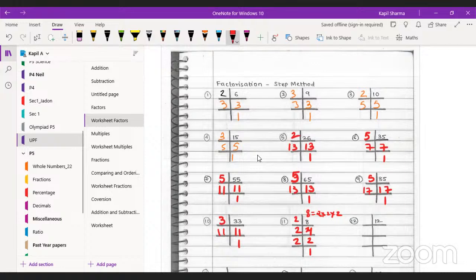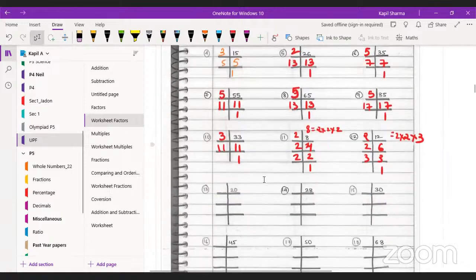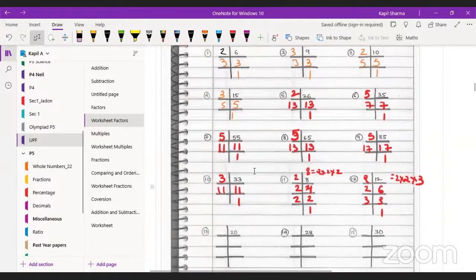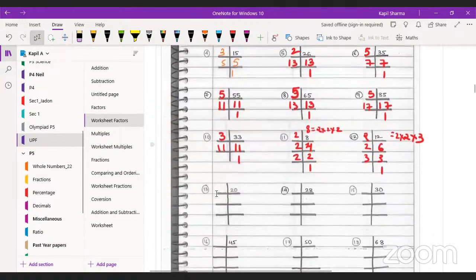Then 12. So 2 times 6, 2 times 3, 3 times 1. So 12 is basically 2 times 2 times 3. Okay. Yes, Devika, finally you responded. Okay. Now next one. 2 6 10. After that, 3 3 and 1. Okay. 20.